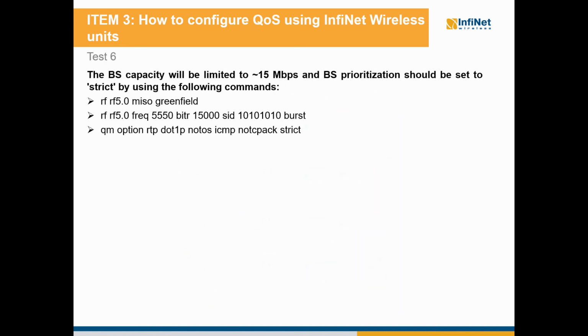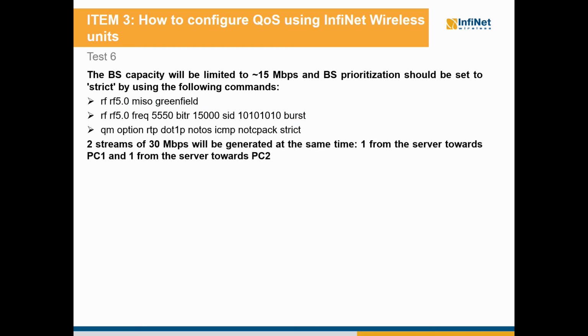And for the final test, first I have limited the capacity of the base station to about 15 megabits per second, and I have set the prioritization to strict using the following commands. So in my case, because I have used the 40 MHz bandwidth, I had to set the unit to the MISO mode and the bitrate to 15,000.